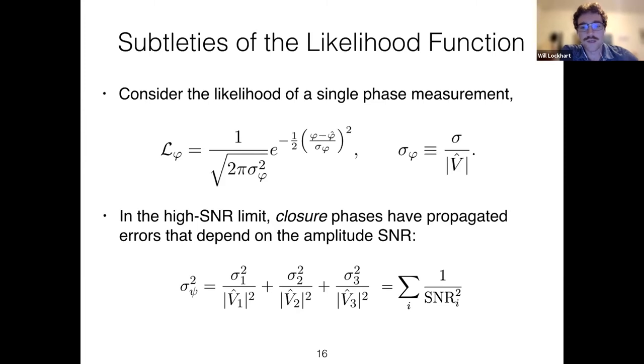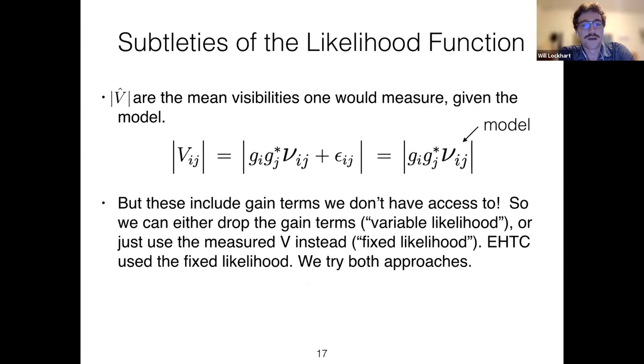And so the key is that when you're dealing with closure quantities, closure phases or closure amplitudes, then you have a very similar likelihood formula. It's a Gaussian, but the errors are more complicated. They come from propagating the error through the closure formula, and you get something like this bottom equation, where they depend on these amplitude signal to noise ratios. And so the issue is that what we really want, if we were doing this likelihood formulation correctly, is for V to be the mean visibilities one would actually measure given the model.